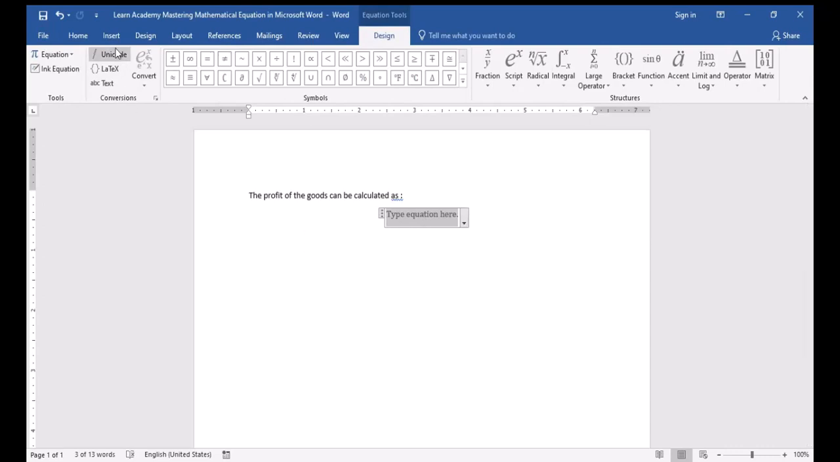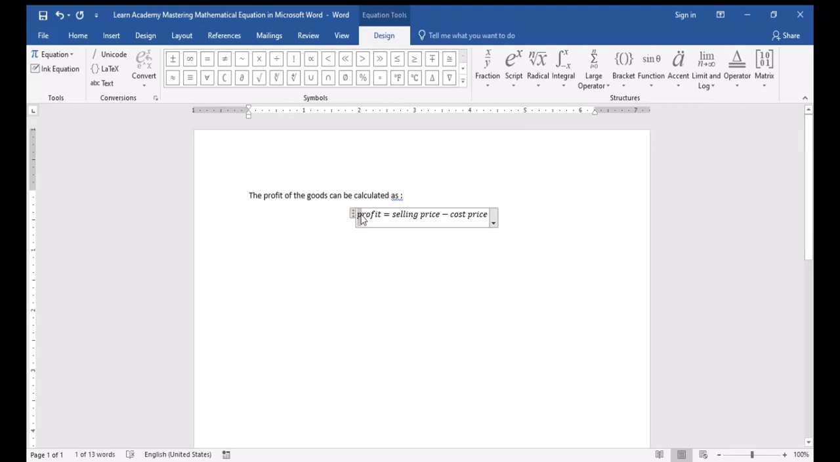Instead of moving my cursor to the Insert menu, then moving back to the drop-down arrow, going to and fro, which is a bit buggy, this time around we're using the keyboard shortcut Alt N, E, I. Then I can simply type in profit equals selling price minus cost price.